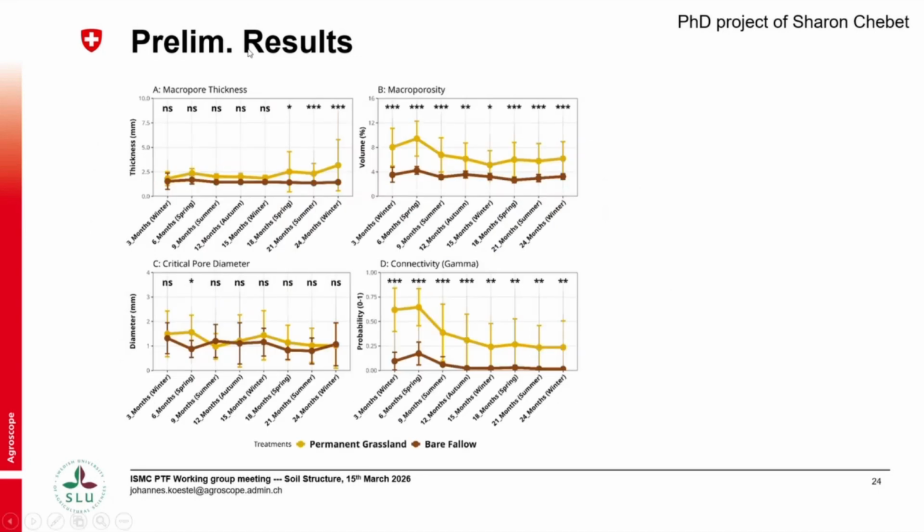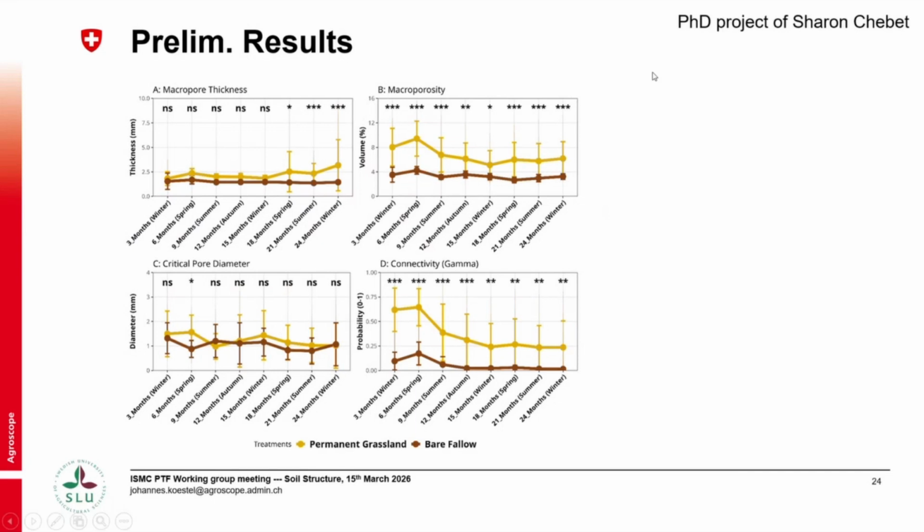And then if you look at the average values of thickness, that's basically the pore diameters that have been imaged, you see that it's a bit larger in the grassland, but it's not significant. But it becomes significant later in the observation period, and probably that's, our guess, because of the ant burrows that establish in the grassland, but not in the bare fallow.